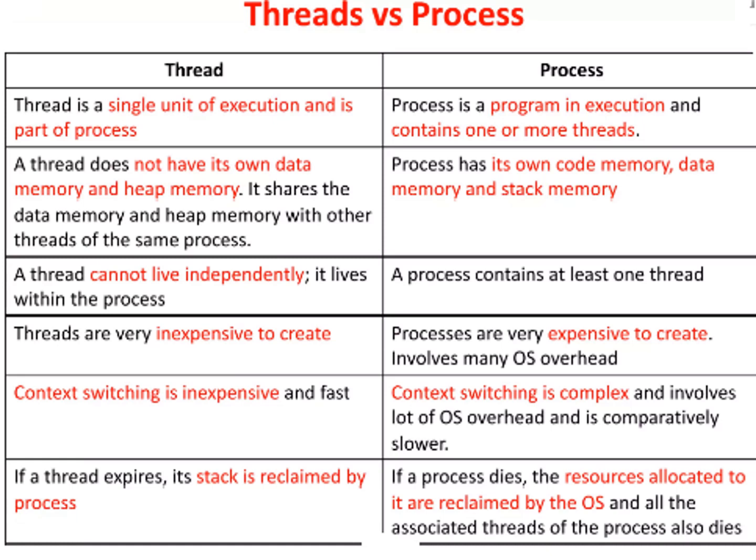Threads are very inexpensive to create; processes are very expensive to create and involve many OS overheads. Context switch between threads is inexpensive and fast. Context switches between processes are complex, involve a lot of OS overhead, and are comparatively slower. If a thread expires, its stack is reclaimed by the process. If a process dies, the resources allocated to it are reclaimed by the OS, and all the associated threads of the process also die.